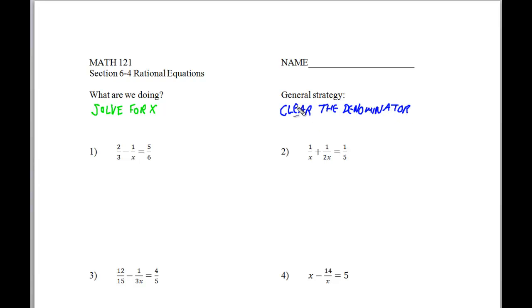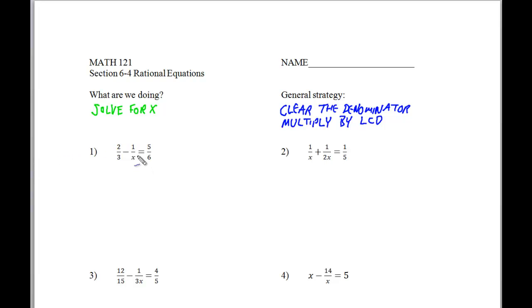Now the best way to clear the denominator is to multiply by the least common denominator. So when we look at a problem like number 1, we're going to look at what is the least common denominator of 3x and 6. And in that case, that least common denominator would be 6x.